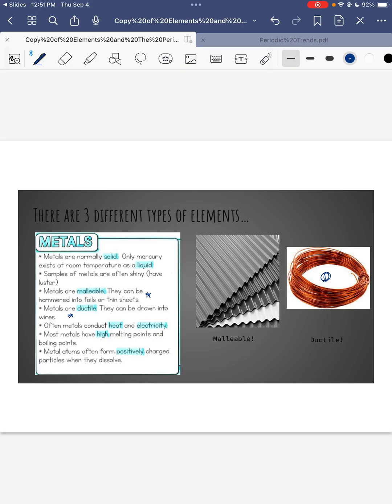Usually metals conduct heat and electricity. They'll often have high melting and boiling points, so they need to get really hot before they turn from a solid to a liquid. And metal atoms usually form positively charged particles. We'll talk about this more in our next unit.